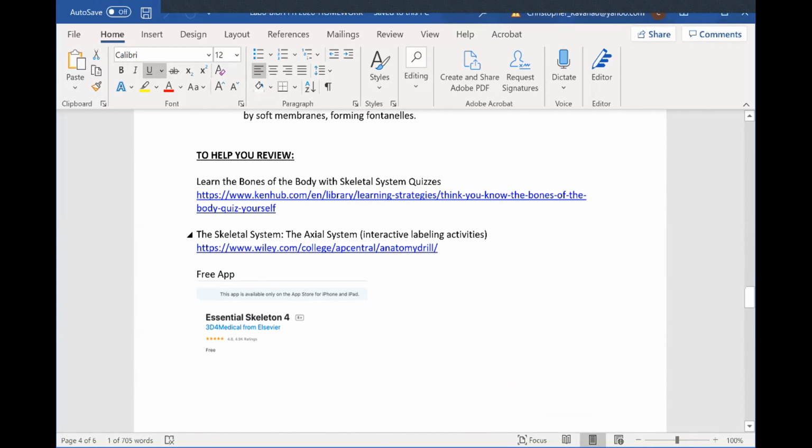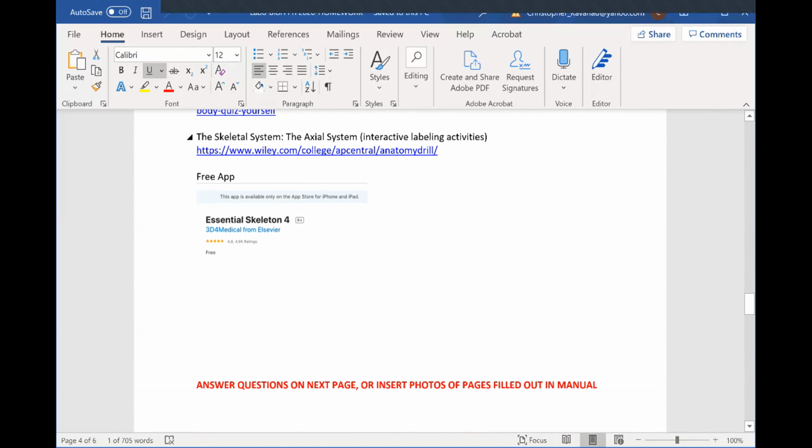Now, there's a Kahoot little practice quiz here, these fun little Kahoots. And then there's a fabulous free app. I recommend that you get it. It's called Essential Skeleton 4. And it enables you to rotate these structures in 3D and kind of see them from different angles. You can touch on structures and it'll give you the names of them.